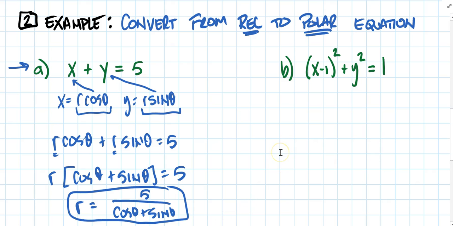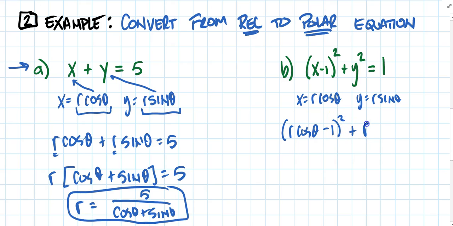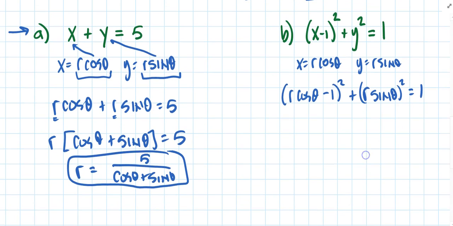So back over here. Here is what I know. I know that every x, again, is worth an r cosine theta, and I know that every y is worth an r sine theta. Okay, so I am allowed to go make those substitutions right back in. So here's what I would have. I would have r cosine theta minus 1 quantity squared plus an r sine theta quantity squared is worth a 1. Hopefully that part makes sense to you.